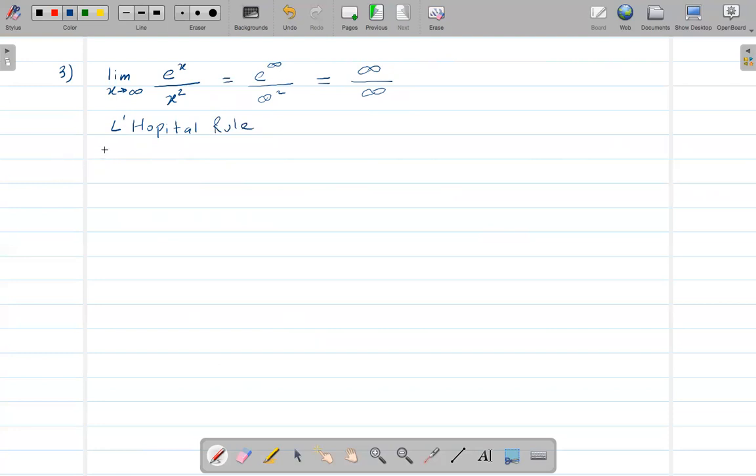So using L'Hopital's rule, if I take the derivative of the top, the derivative of e to the power x is still e to the power x, right? And the derivative of x squared is 2x. Now let's see what we're going to get here. As x goes to infinity, on the top we have e to the power infinity, and 2 times infinity on the bottom, which is also infinity over infinity. So again, we need to use L'Hopital's rule.